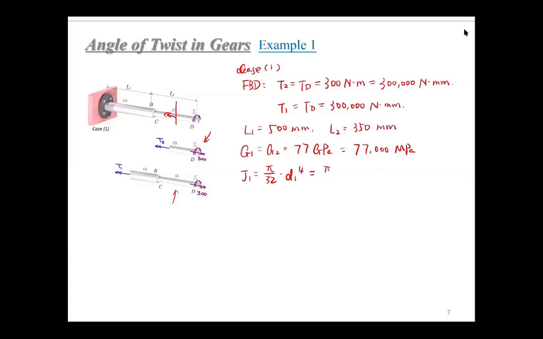And the J1 can be calculated from pi over 32 times D1 to the 4th. So it will be pi over 32 times D1, which is 35, to the 4th. This will be 147,300 millimeter to the 4th. And J2 will be pi over 32 D2 to the 4th, and the D2 is 25. So this will be 38,350.